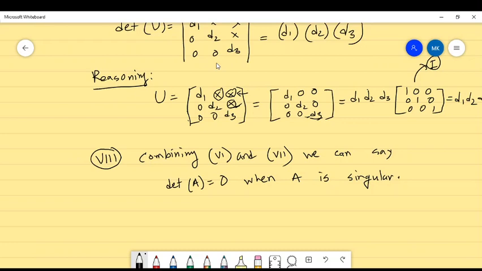Why? Because whenever A is singular, that means it will not have a pivot in any particular row or column. So a whole row of that matrix, which is singular, would be 0, right? And whenever a whole row of a matrix becomes 0, then the determinant of that matrix would be 0. So the determinant of any matrix A which is singular would be 0.